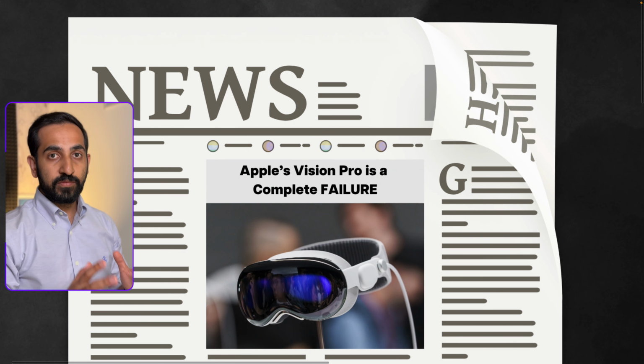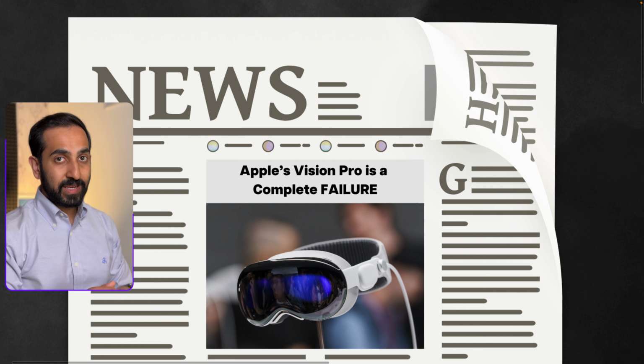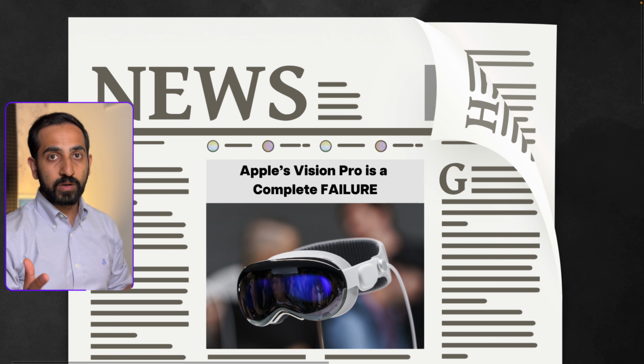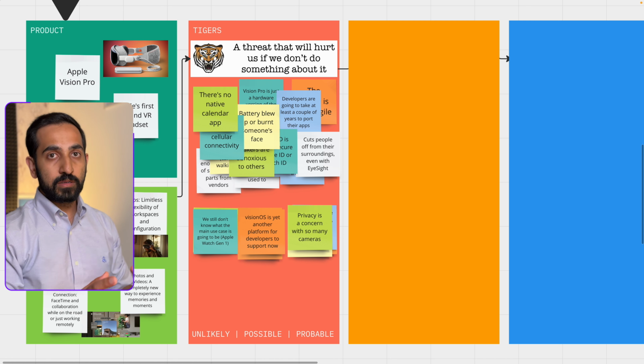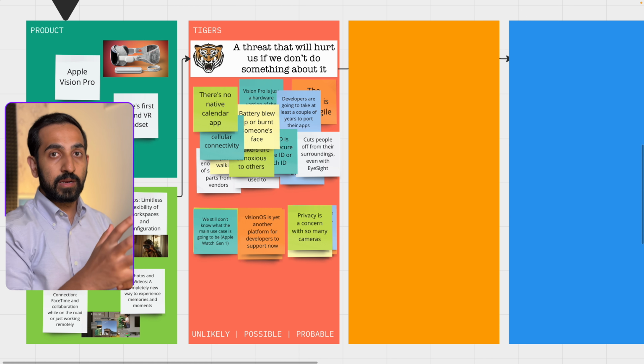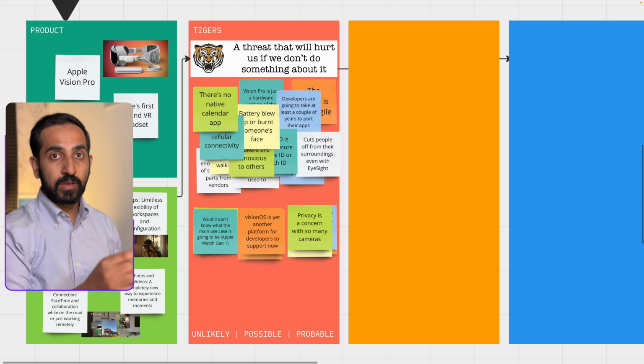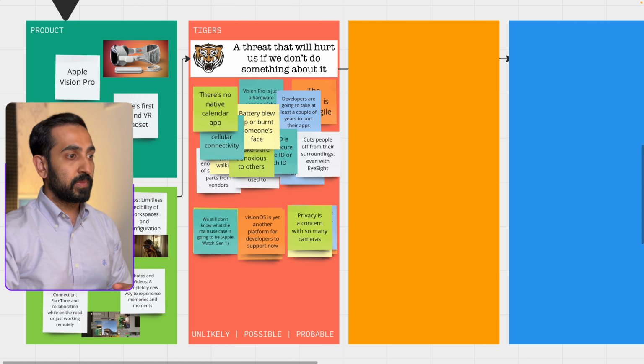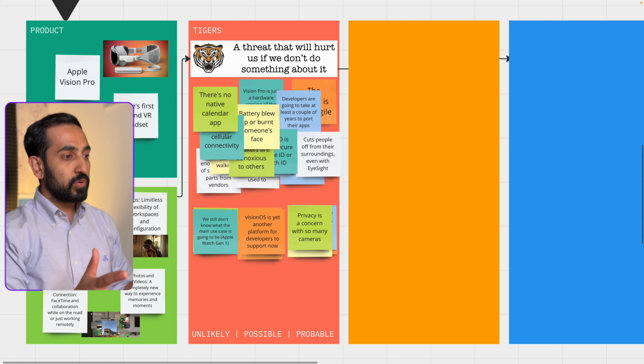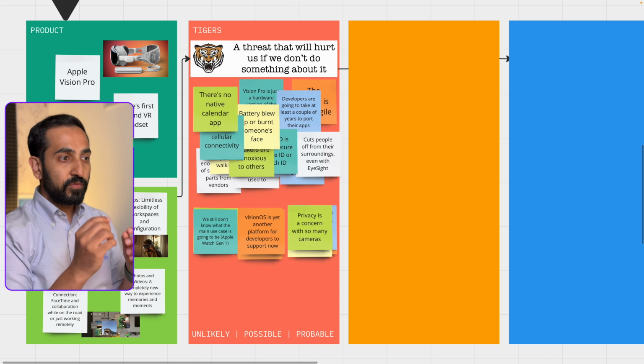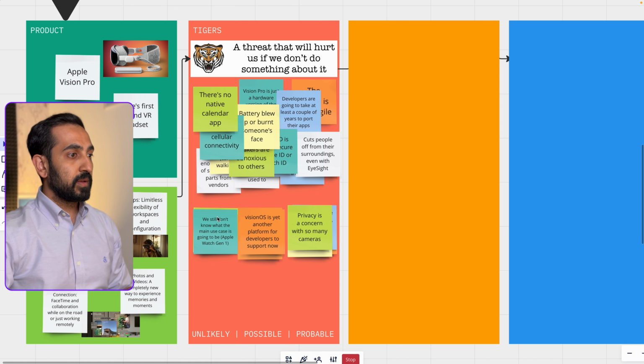So let's start in the future where the Apple Vision Pro is a complete failure. What are all the reasons that led to this future and what can we learn from that? Let's start with something called tigers. These are things and reasons that are actual threats to us and could lead to failure of the product if we don't do something about them. And so I've categorized these into unlikely, possible, and probable. And let's look at a few of the ideas, not all of them, but just a few that fall into each of these categories.